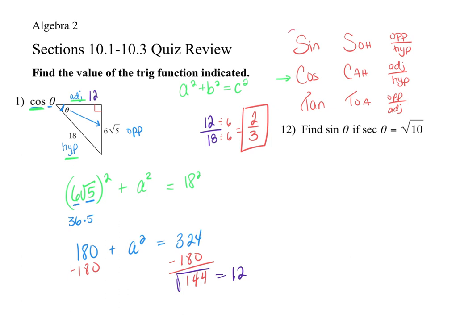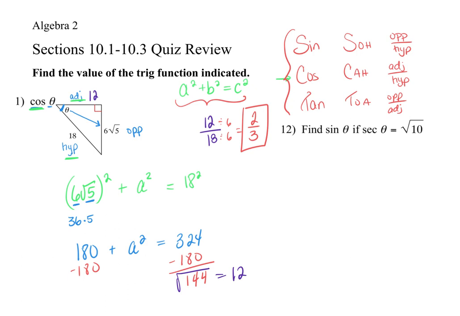So you really just need to know your SOHCAHTOA, what those represent, and you need to know your Pythagorean theorem so that you can find all 3 sides. Once you have all 3 sides and you know your SOHCAHTOA, you're literally just saying, okay, cosine, adjacent over hypotenuse, give me the fraction, reduce it if you need to.